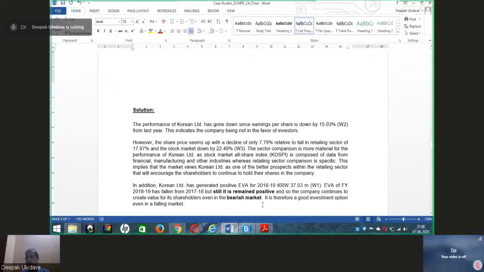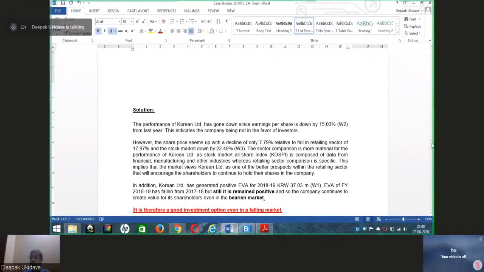We started with VBMS, Value-Based Management System. That is value creation, value addition, value maximization and value retention. You remember these three words: value creation, value maximization, and value retention. All three combined together is the value-based management system. So since the company's focus is now changing from traditional performance measures like EPS, MPS, etc. to contemporary performance measures like the value-based management system, all the more we recommend that the company continues to add value, create value for the shareholders even in the bearish market. Therefore, finally you should give the conclusion: it is a good investment option even in the falling market. Get this. This is the final conclusion, which you can highlight in your final answer.